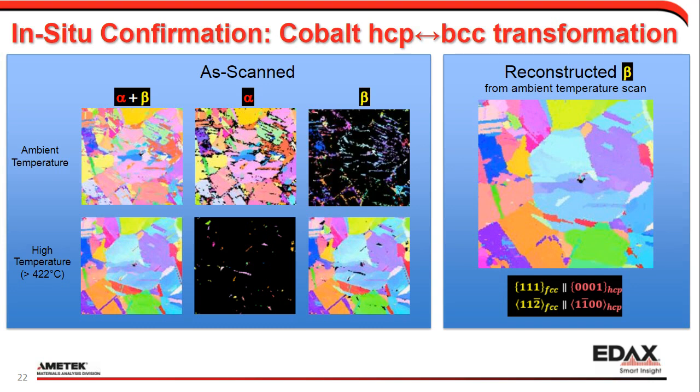And so you can see the ambient result scans there, or at least one selection from the series we did, and you can see all the different variants, and you can see both the retained alpha orientations as well as the retained beta. And then at high temperature, you could see the retained alpha and the beta. And then you can see our reconstruction.